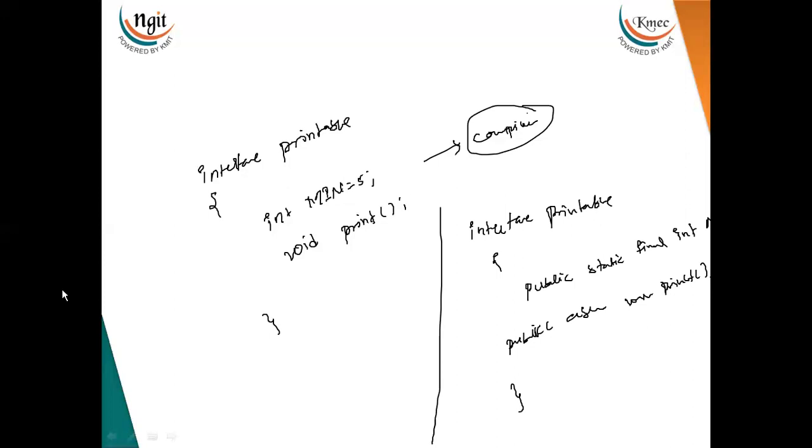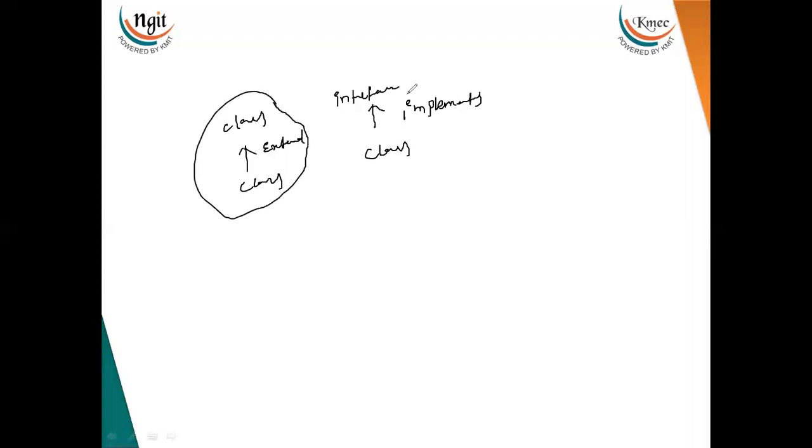Now, sir, what is the relationship between a class and an interface? Beta, a class can extend another class. If you have an interface, this interface can be implemented by a class, right? Here we use the implements keyword. Here we are using the extends keyword. Extends shows inheritance, implements shows interfaces. That is the relationship between a class and an interface.